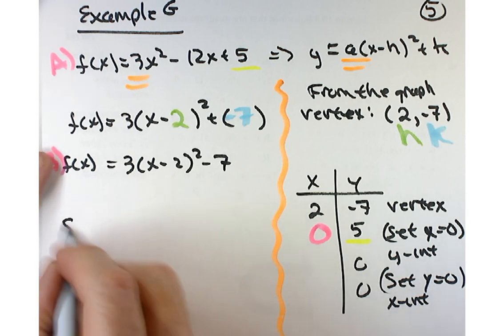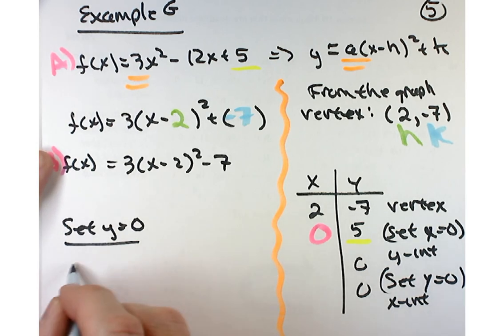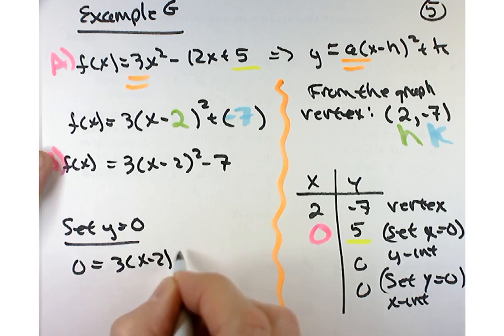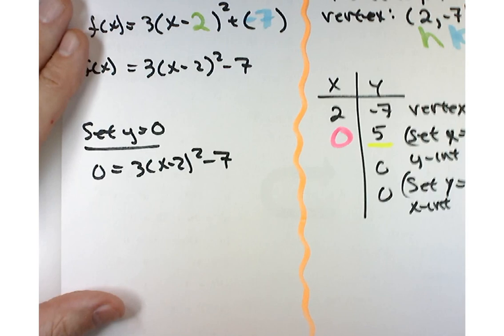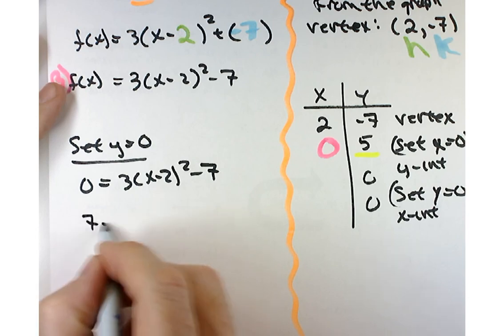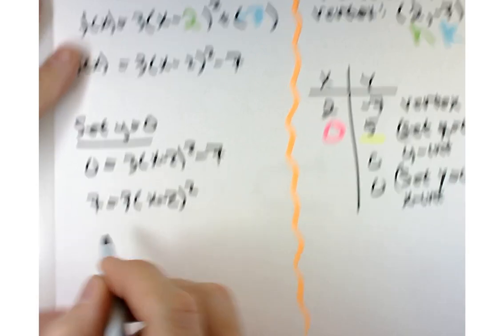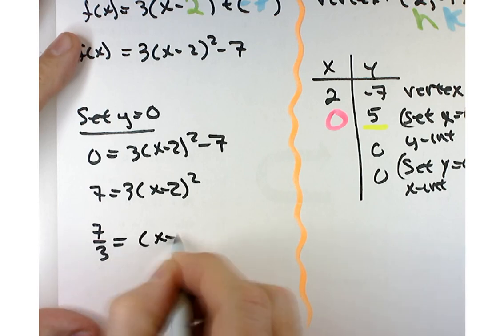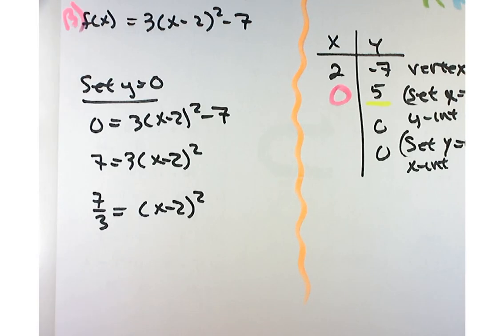If I had the vertex form, this is what I would do. Set y equals 0. 0 equals 3 times x minus 2 squared minus 7. Jameson, work us through this. What would you do to get the squared term by itself? Add 7 and then divide by 3. All right, add 7, divide by 3. Great. Then what? Square root both sides. Square root both sides, good. So we'll take the square root on both sides.